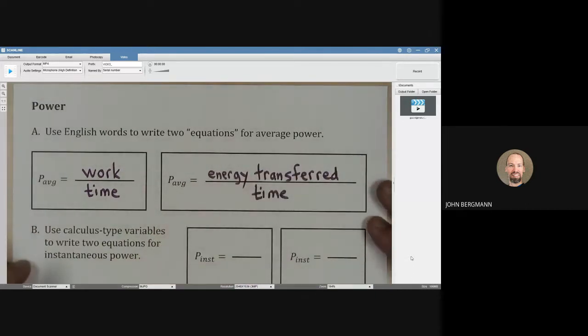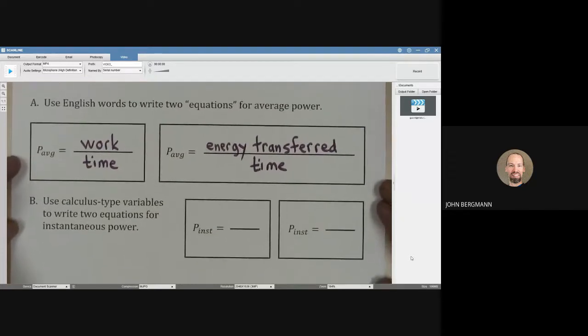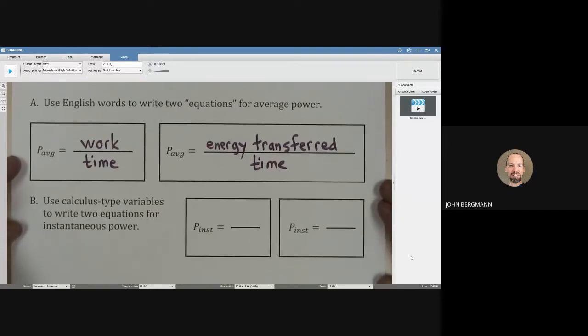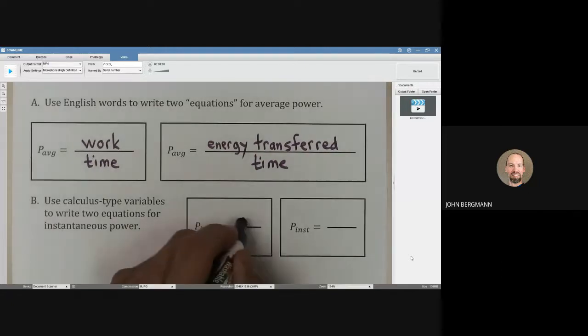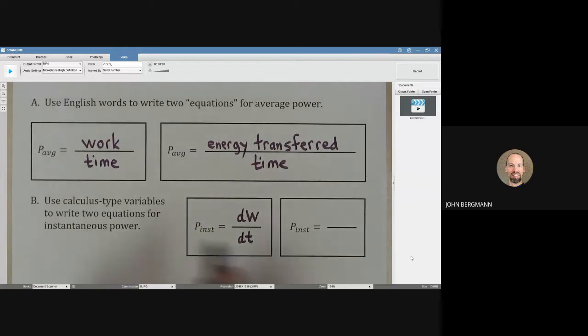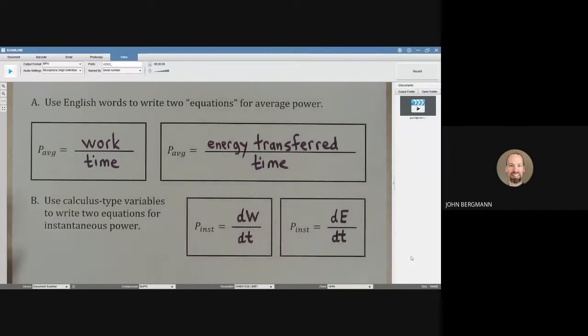Energy transferred per time. If we use calculus type variables to write two equations for the power at any instant, the power at any instant is the tiny amount of work that's done divided by the tiny amount of time that has elapsed. Another way we could write it in another context, perhaps it's the tiny change in energy divided by the tiny time that has elapsed in between that change.